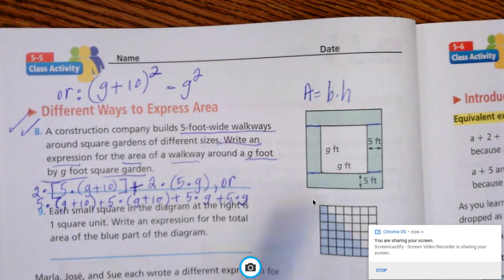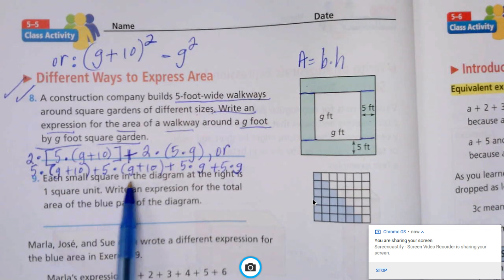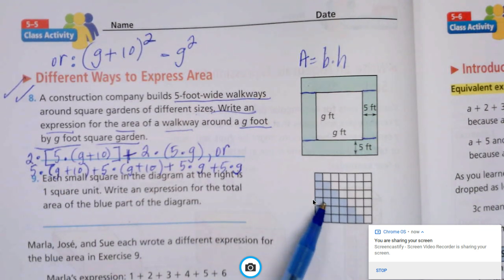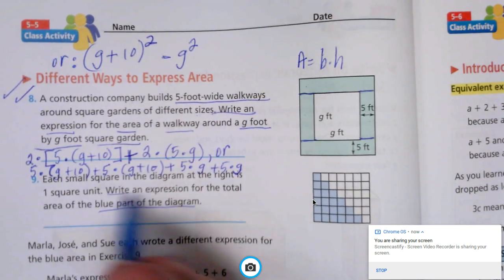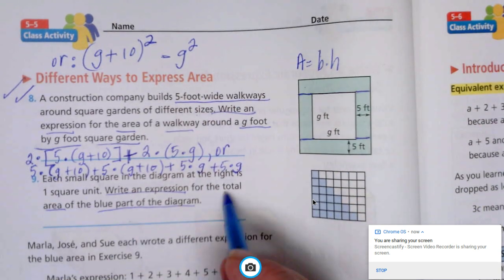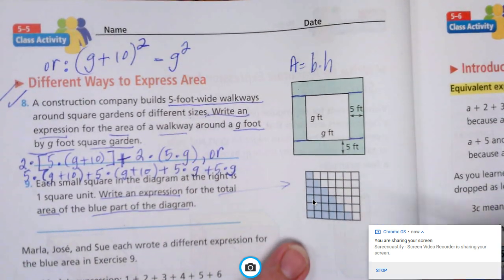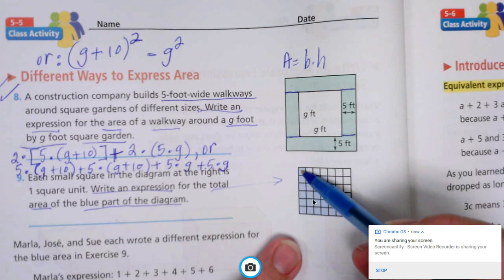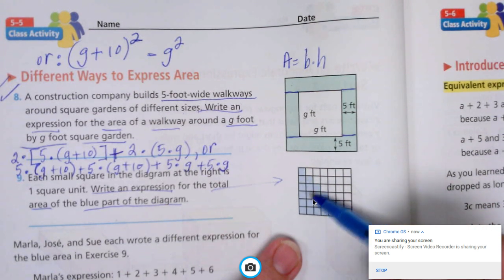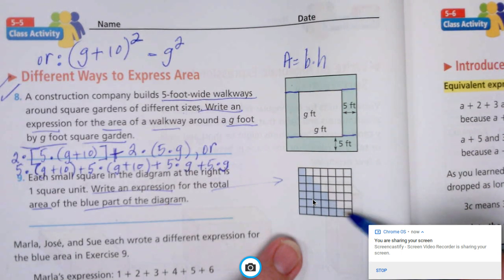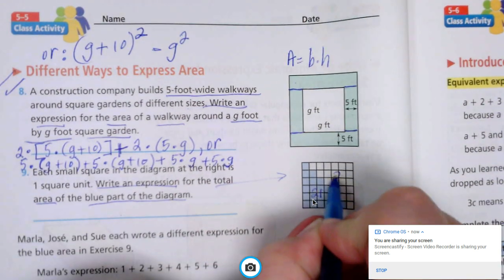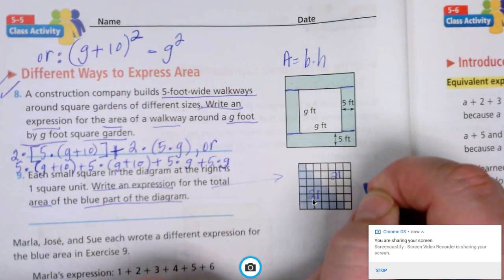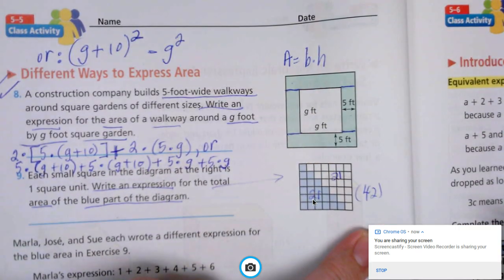Number 9 is a little tricky to see here. It says each small square in the diagram at the right is 1 square unit. Write an expression for the total area of the blue part. Well, I'm just going to count. I have 1, 2, 3, 4, 5, 6, 7, 8, 9, 10, 11, 12, 13, 14, 15, 16, 17, 18, 19, 20, 21. There's 21 of these. And there's 21 over here, I already counted. So together that makes 42 total.